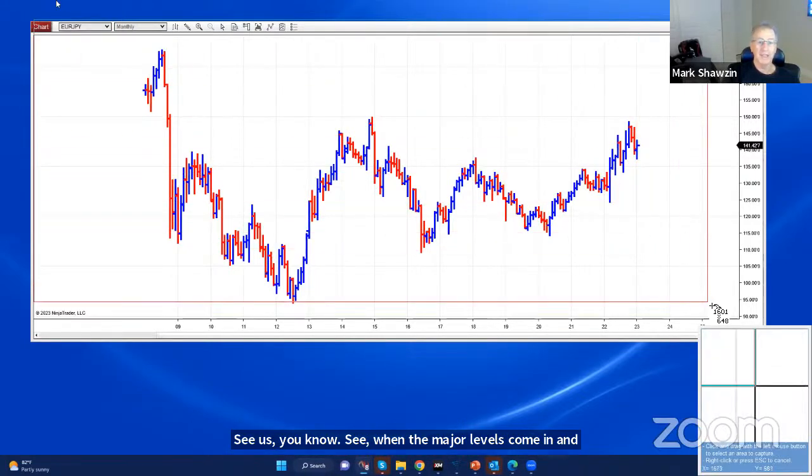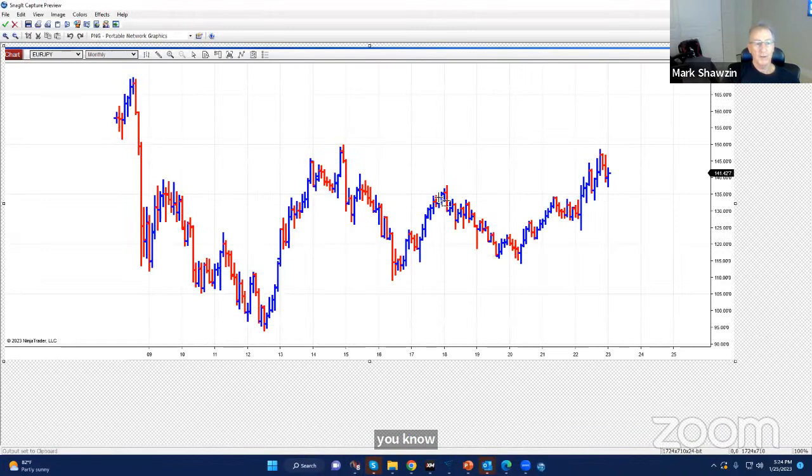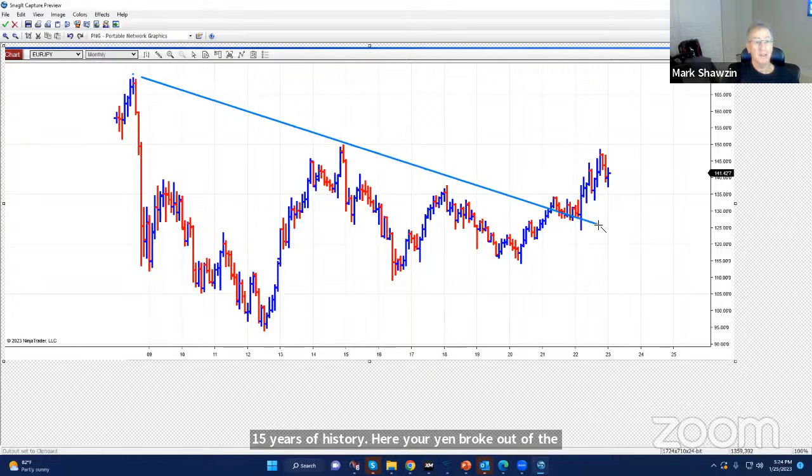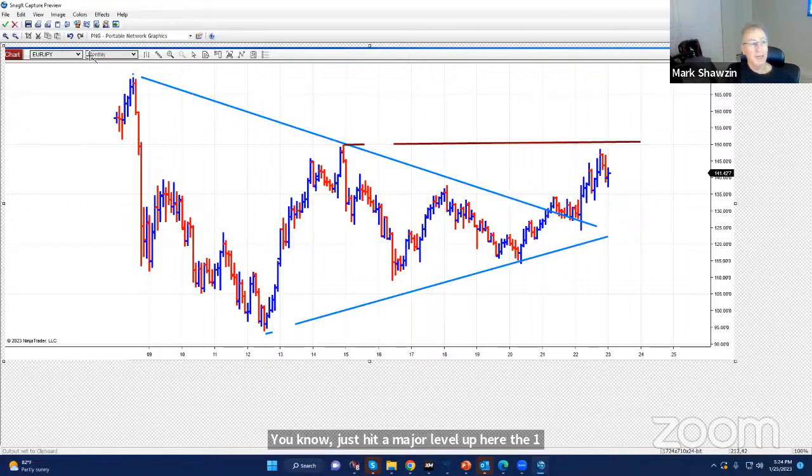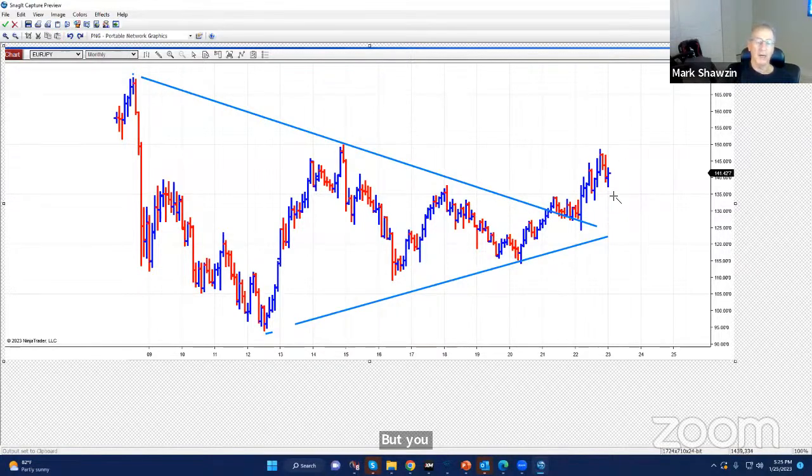Euro yen still actually looks constructive. So if you look at, what do we have, 15 years of history here, euro yen broke out of the symmetrical triangle. And I would anticipate that it's still going to keep going higher. It just hit a major level up here, the 150. But I think that this feels like it still wants to go higher.